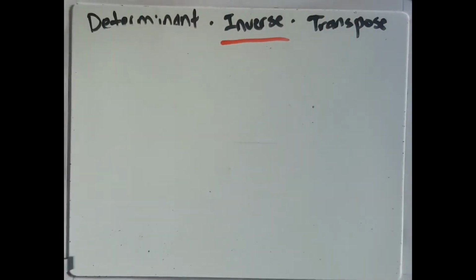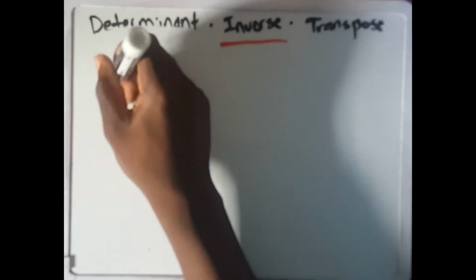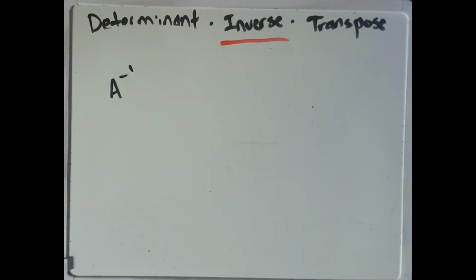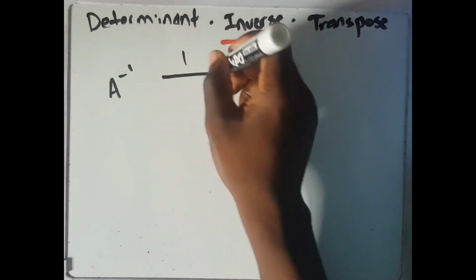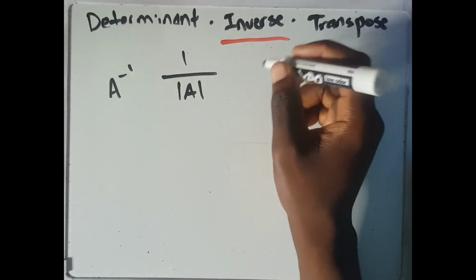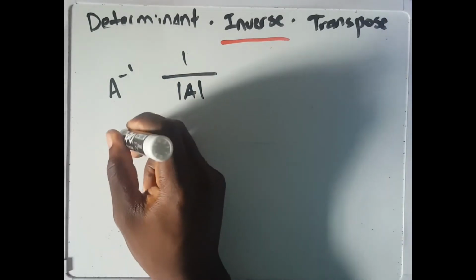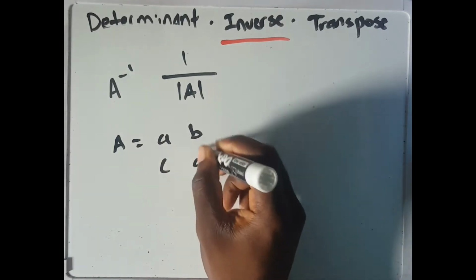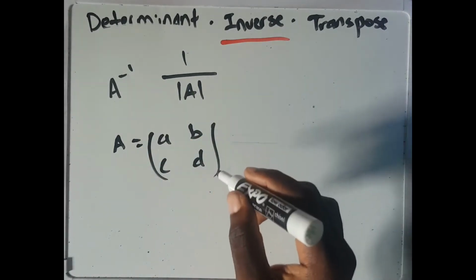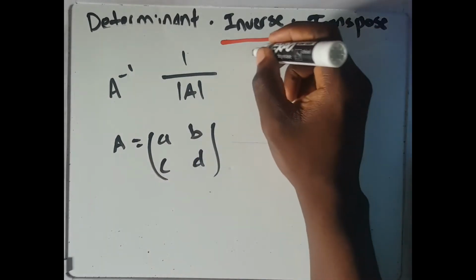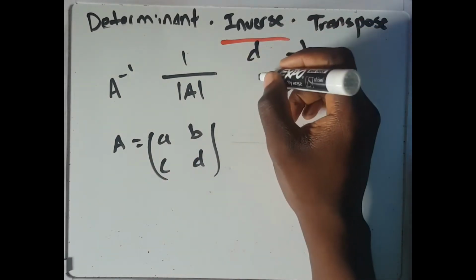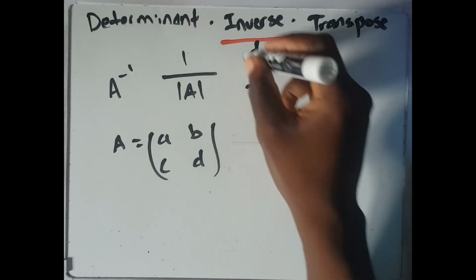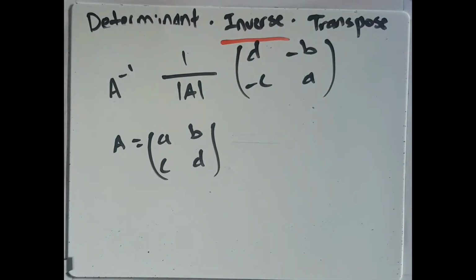So inverse. The inverse of a matrix is denoted by the name of the matrix raised to a negative 1. And what is the inverse? Well, the inverse of a matrix is 1 over the determinant of the said matrix times. So if the matrix was A equal A, B, C, D, then you negate C and B and you interchange A and D. So you'd have D here, minus B, minus C and A there. And that is the inverse of a matrix. That's it. There's nothing more to it. So once you can do this, you can find the inverse of a matrix.